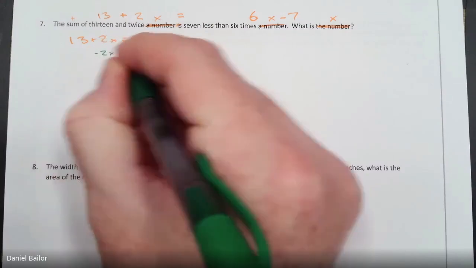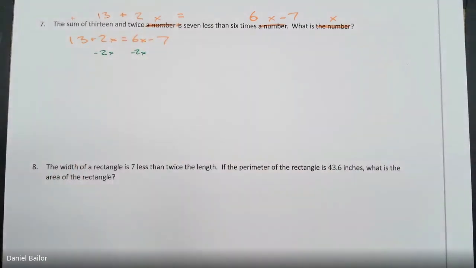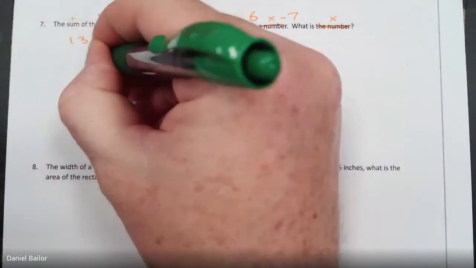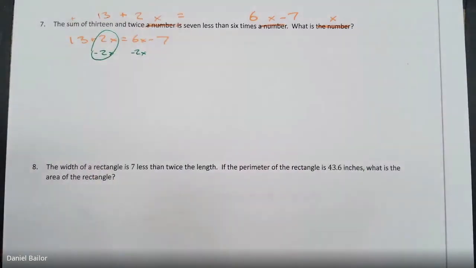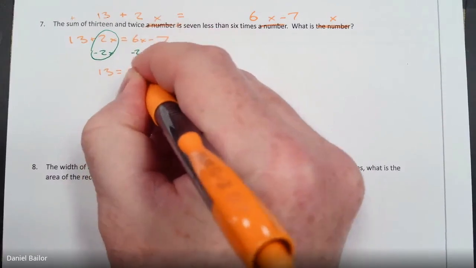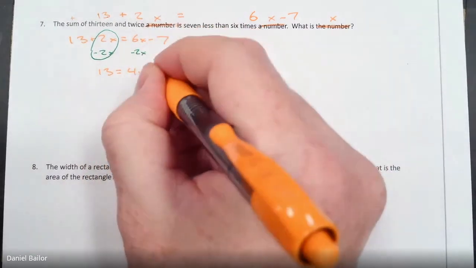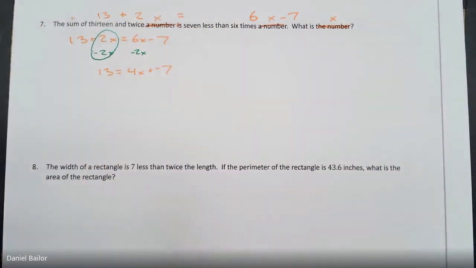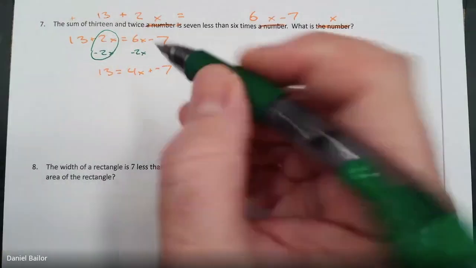First thing I'm going to do is subtract 2x from both sides to get the x terms only on one side. That gives me 2x minus 2x is 0, so I keep the 13. 6x minus 2x is 4x, and I'm going to change the minus 7 to plus a negative 7 just to make it more clear for me. So that was the subtraction property of equality.